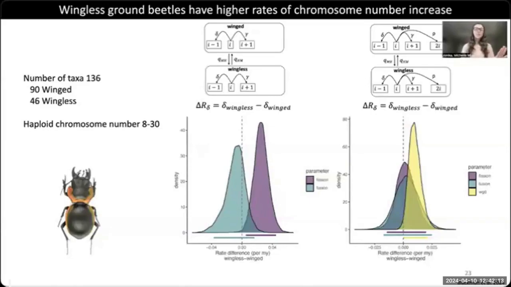On the far left of this slide is the model without polyploidy, so it has just fission and fusion. And when we fit this model, we find that the rate of fission is higher in wingless lineages, but the rate of fusion was similar in all lineages. And then on the right is the model that included fission, fusion, and polyploidy. And when we fit this model, only the rate of whole genome duplication was higher in wingless lineages than in winged lineages.